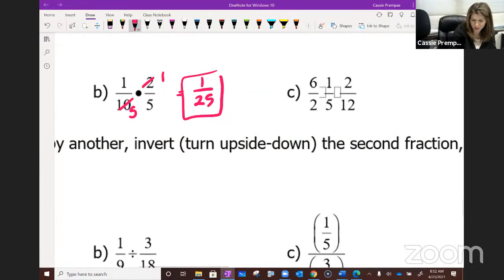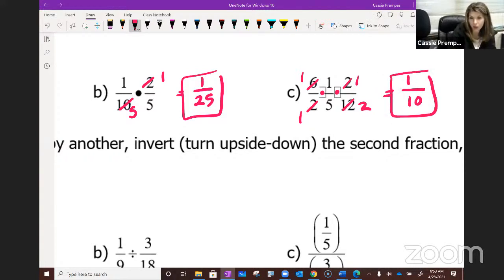Letter C, sorry about the weird notation. These are supposed to be multiplication symbols. But here, if I reduce first, I can make my life much easier. 6 goes into itself one time and into 12 2 times. 2 goes into itself one time and into itself one time. So now when I multiply 1 times 1 times 1, I get 1. And then 1 times 5 times 2 gives me 10. So I have 1/10.